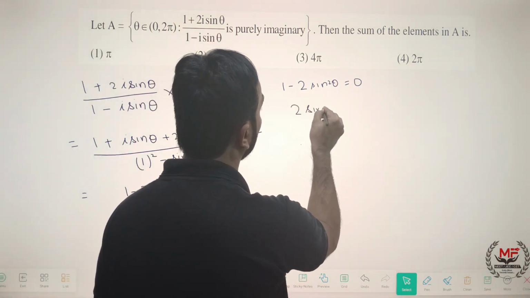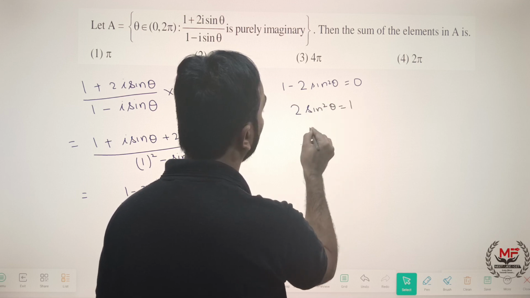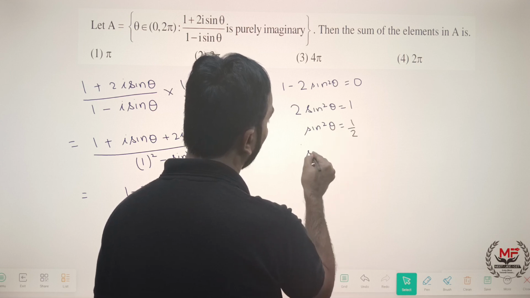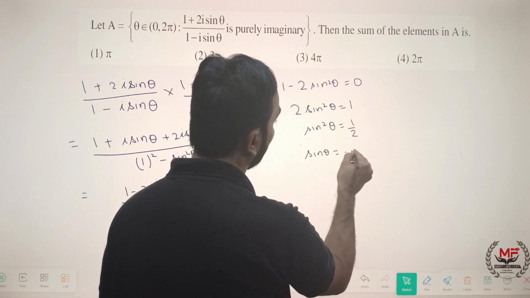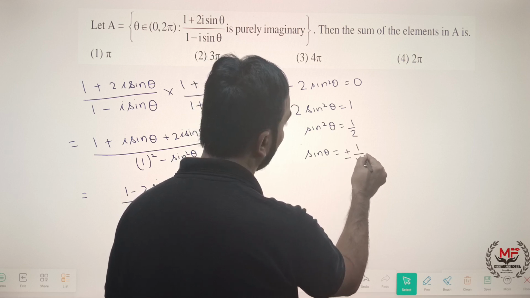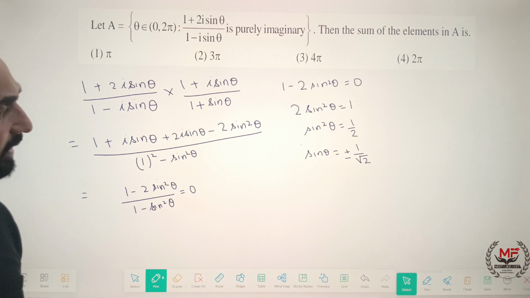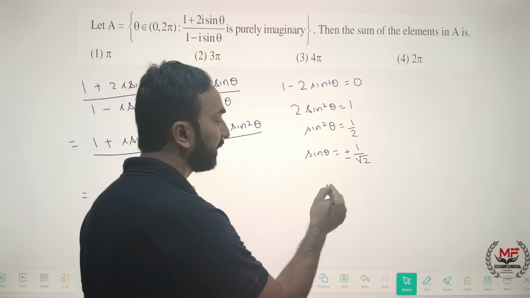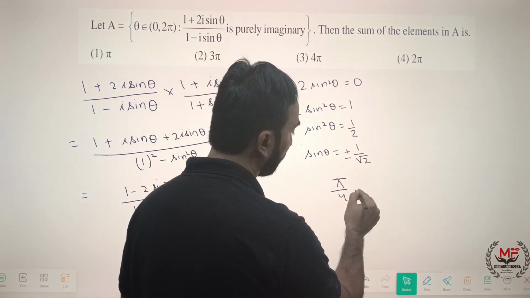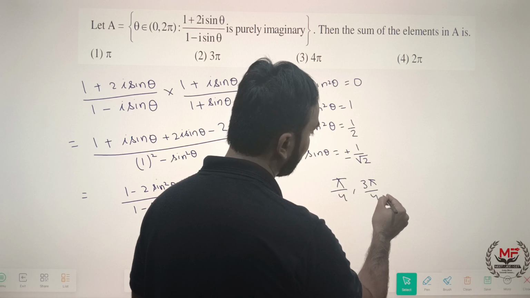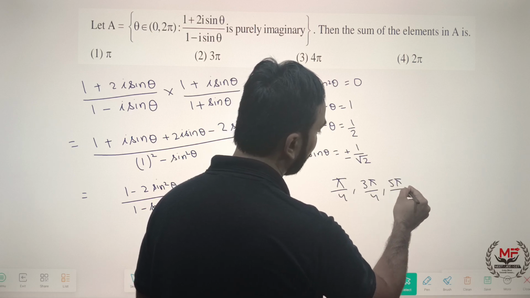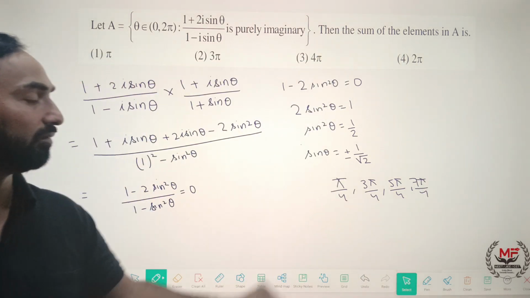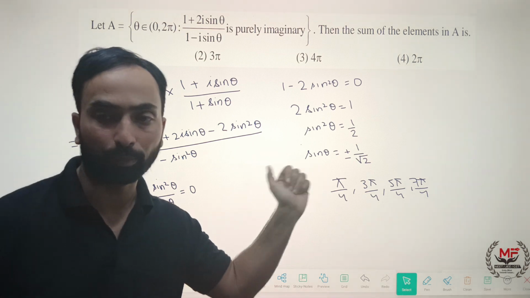So here we can write 2 sin square theta is equal to 1, or sin square theta is equal to 1 upon 2. So the value of sin theta that we get is plus or minus under root of 1 by 2. Now we can see that sin theta will be 1 upon root 2, either plus or minus, at 4 places: pi by 4, 3 pi by 4, 5 pi by 4, or 7 pi by 4. At these places, the value of sin theta will be either plus or minus 1 upon root 2.